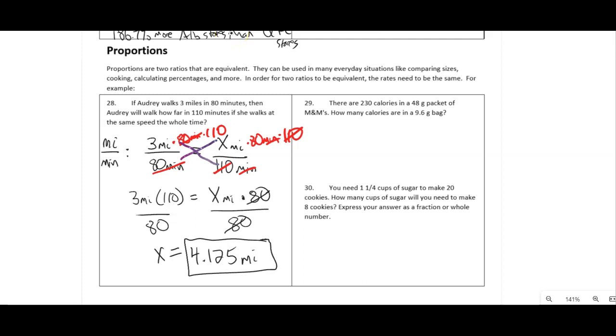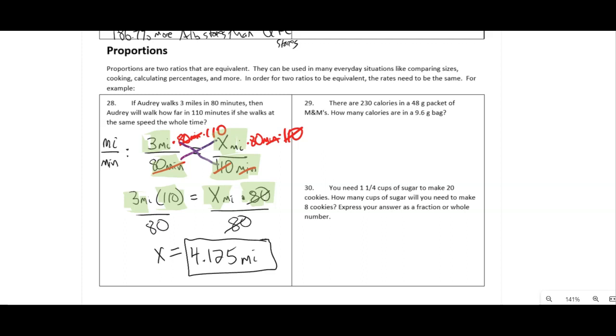If we did this shortcut, cross multiplication, it gives us the 3 miles times the 110 minutes. There they are, although I reduced the minutes, equals the X miles and the 80 minutes. So it gives us the same results. It's just a quick way to get to that result. It's a shortcut. Make sure you know that it's equivalent to just clearing the fractions by multiplying by the common denominator made up of the product of the two denominators.